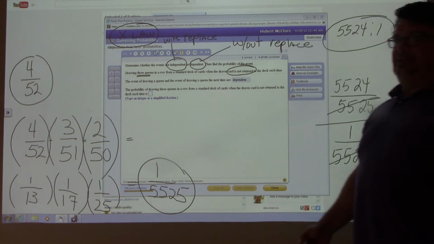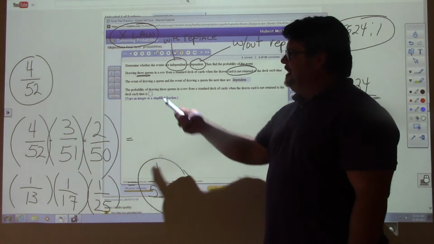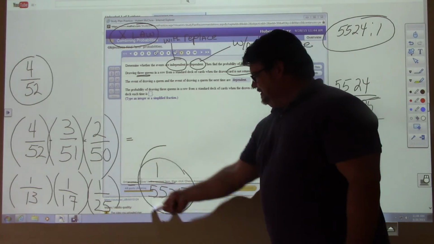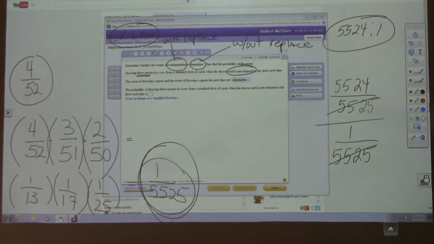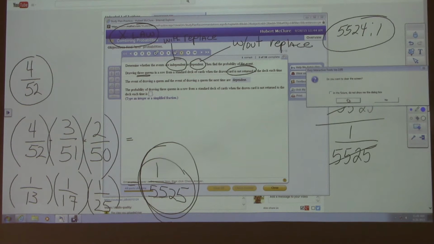But what's the probability of getting that? Slim. Very slim. Okay. That is a test question. It's a good test question. So I'll keep it on the board so Miss Dukes can take a picture of it.